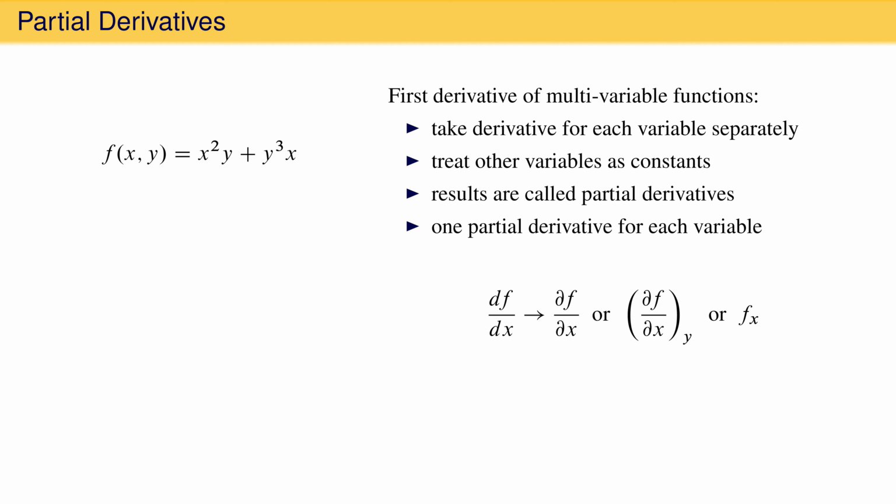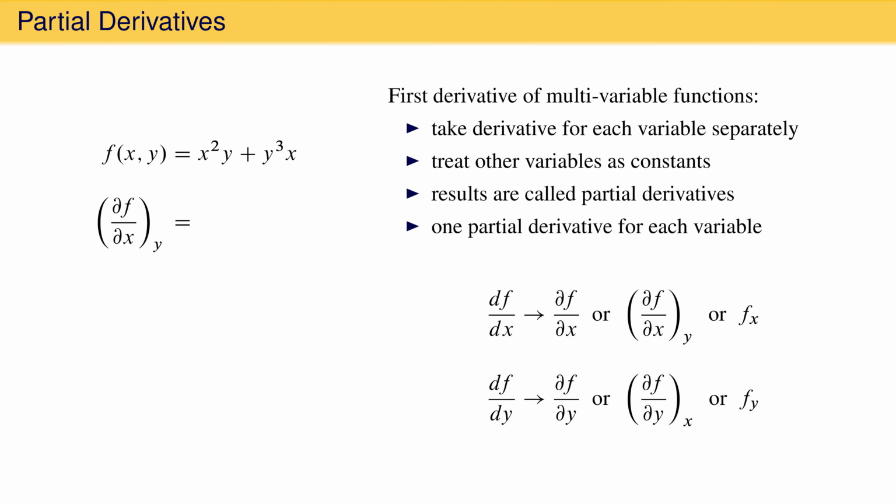For the other partial derivative, instead of writing df dy as we would for a single variable function, we write the partial derivative of f with respect to y, which again can be written with the variable x as a subscript to indicate that it is held constant while evaluating the partial derivative of f with respect to y. More compactly, you will sometimes see this written as f sub y. So let's evaluate the partial derivative of our example function with respect to x while holding the variable y constant.